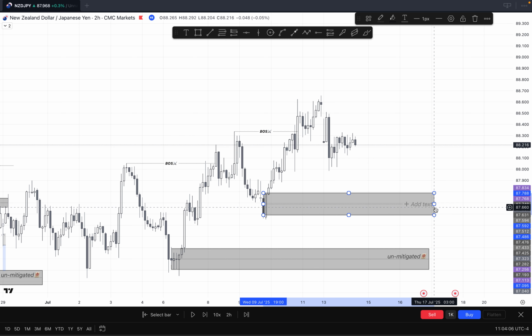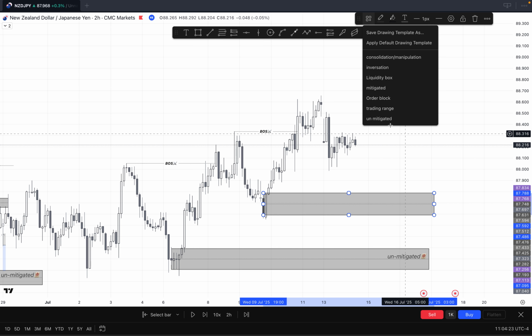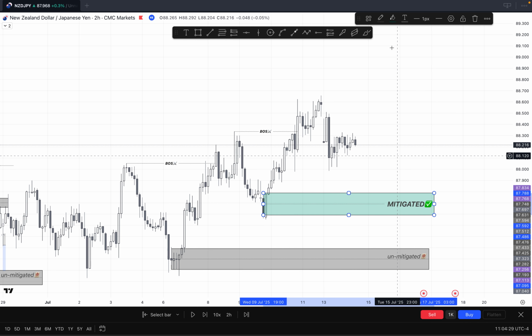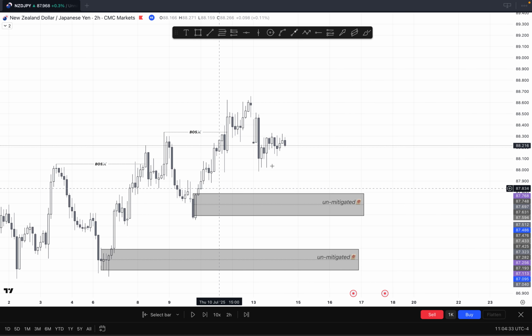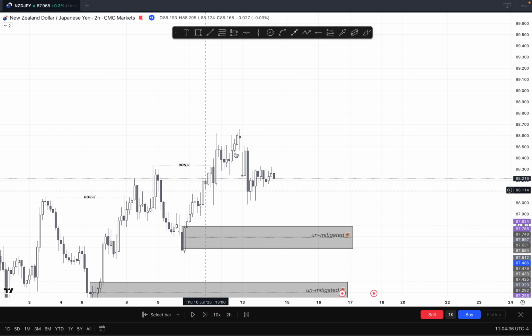So for me, I always have two order blocks, right? I have the most recent order block and the first order block. The first order block is more of a last ray of hope, I would say. And the last order block is what is supposed to be mitigated for the continuation of the trend. All right, this is unmitigated. All right, going up.